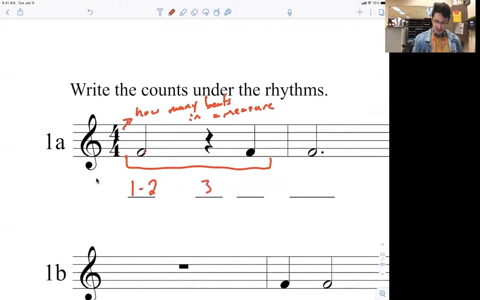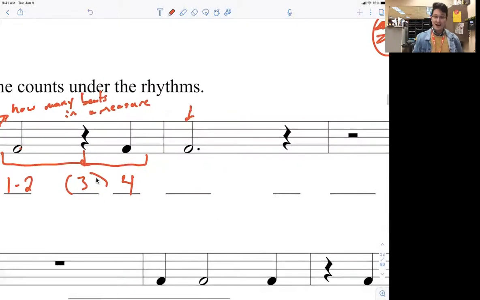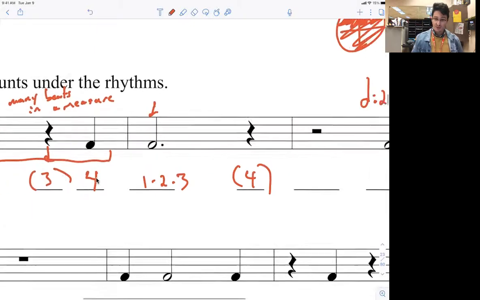Then we're going to have 3 and 4 there. And because this is a rest, that gets a parentheses around it. We know that our dotted half note we just talked about gets 3 beats. So 1, 2, 3. That leaves us 1 more beat. And since it's a rest, it's going to get a parentheses around it.